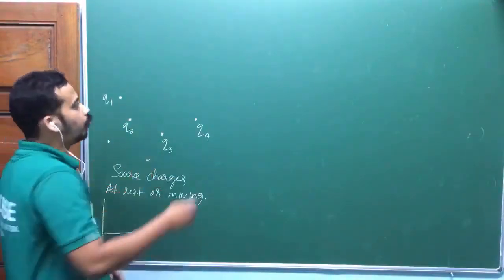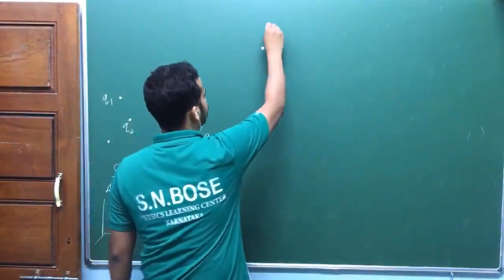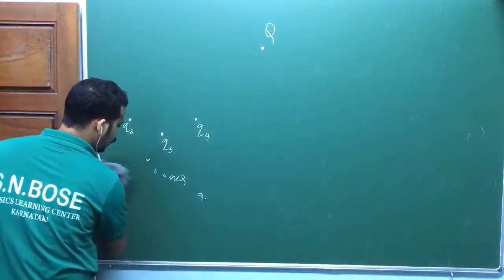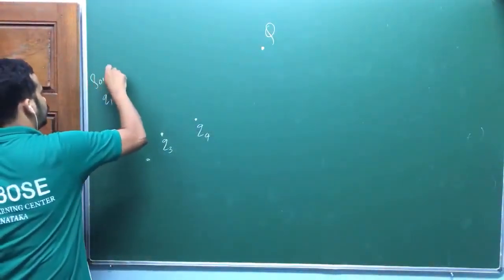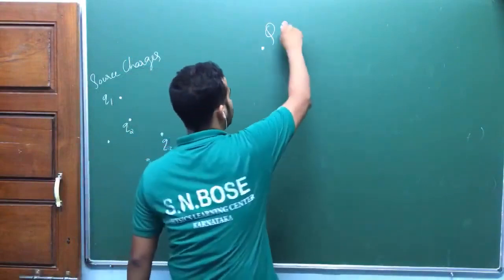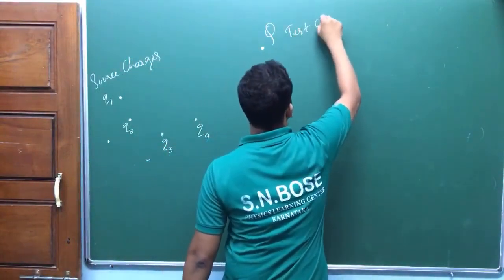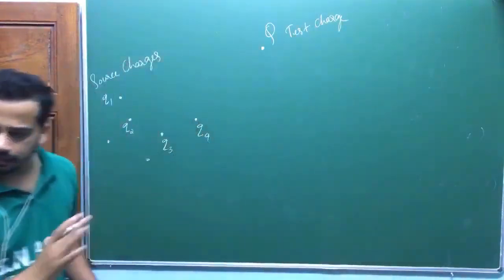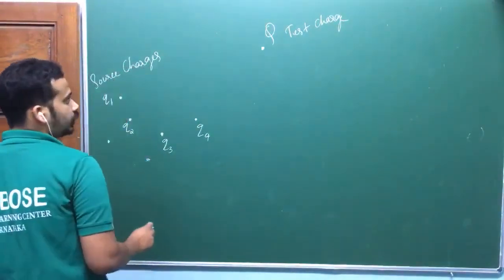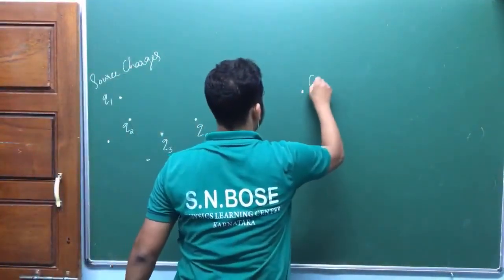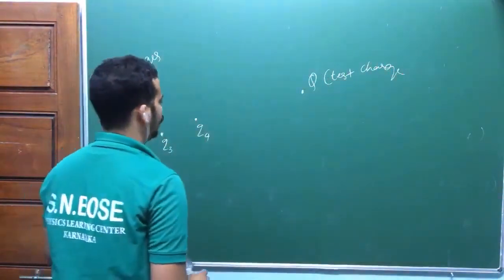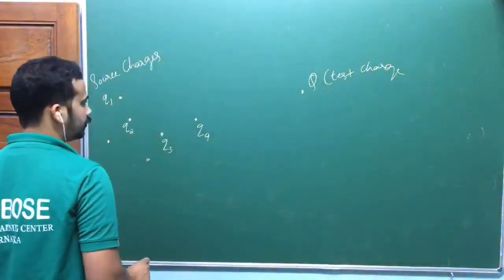These are present. What is the force on the test charge placed at this point somewhere? Can I call these source charges, which may be at rest or moving in the most general case? So this is the test charge. That test charge may again be at rest or it may be moving. Let me take this test charge somewhere here.